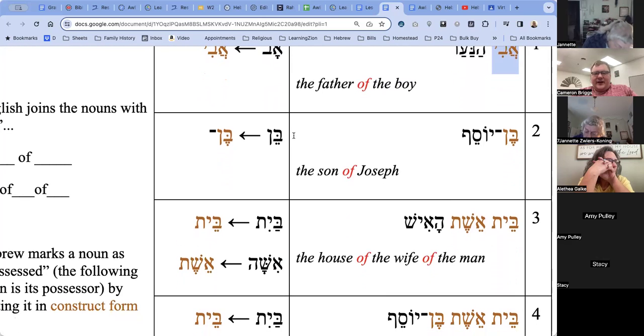And then we've got Ben, but if it's the son of something, then we're changing the tsere to a segol. Ben Yosef. So Ben Hur, kind of a thing. We hear the Ben a lot, but oftentimes we're hearing it in its construct form. But if it's just singular, it's Ben.